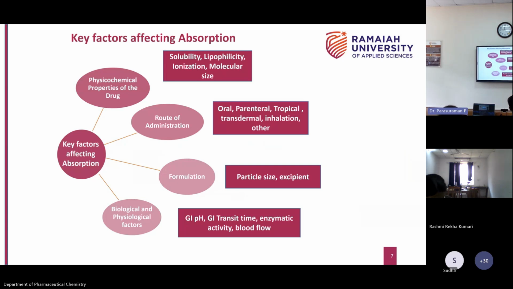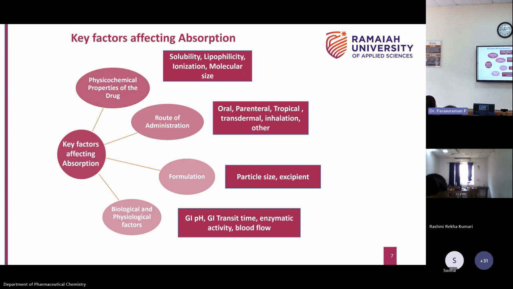So what are the key factors affecting absorption? First is physicochemical properties. In that, solubility plays an important role, because to get absorbed, it should be soluble. Second is lipophilicity. To pass any barrier, it should be more lipophilic. Third, ionization, molecular size, etc.